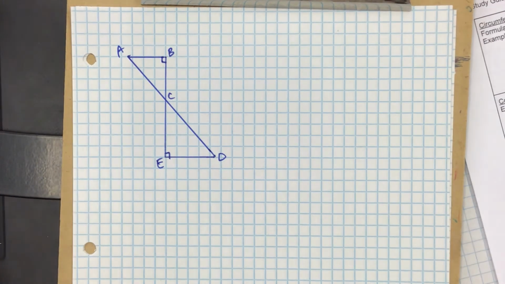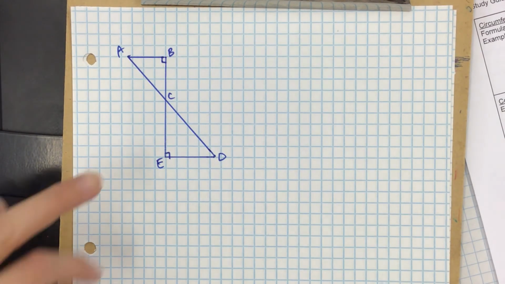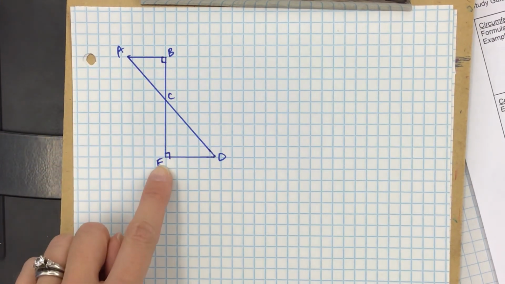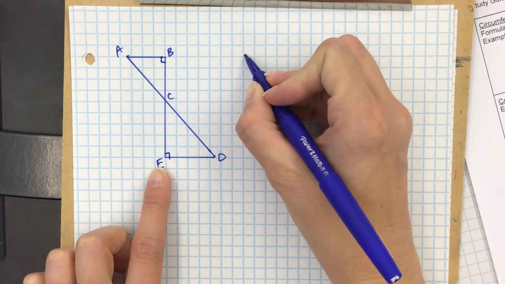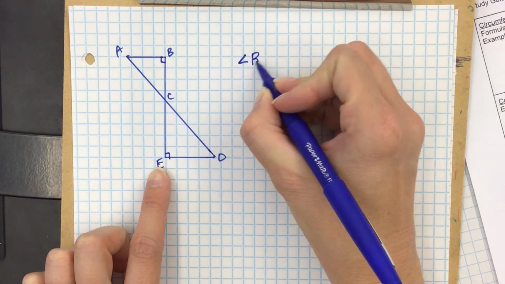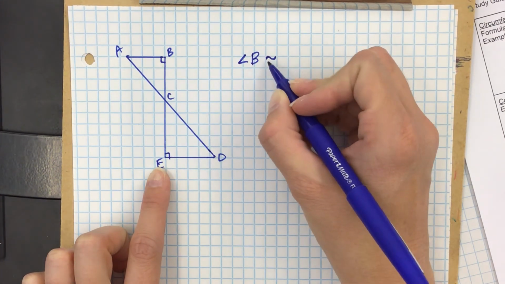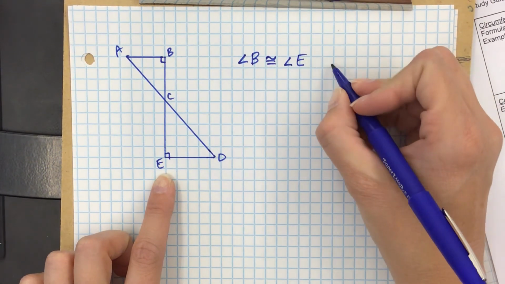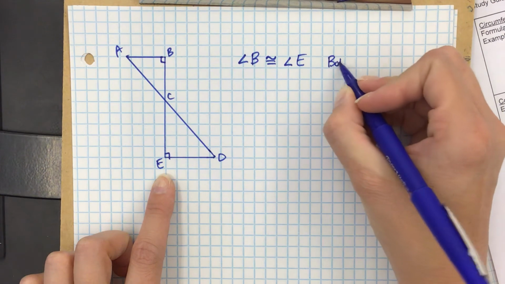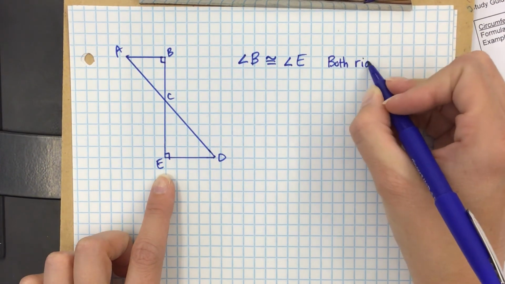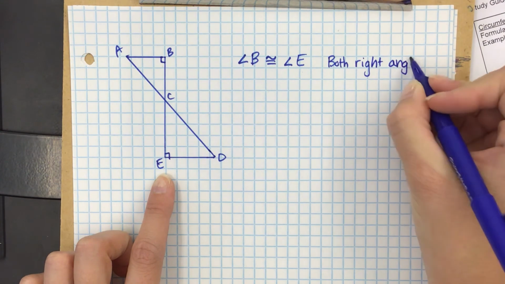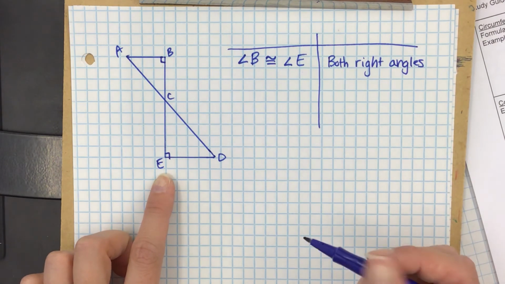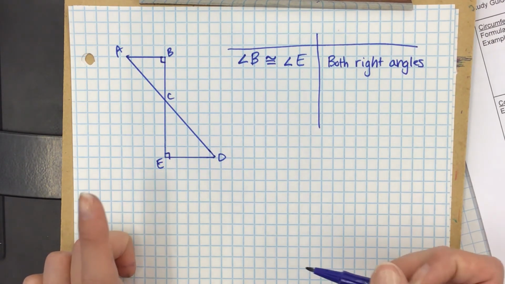Okay, so I can already see that I have two sets of congruent angles here and here because right angles have the same measure. So we can say that angle B is congruent to angle E, and that is because they are both right angles. Okay. I do like to think in the form of a table, so you don't have to do it in a table necessarily, but that's just how I think about it.